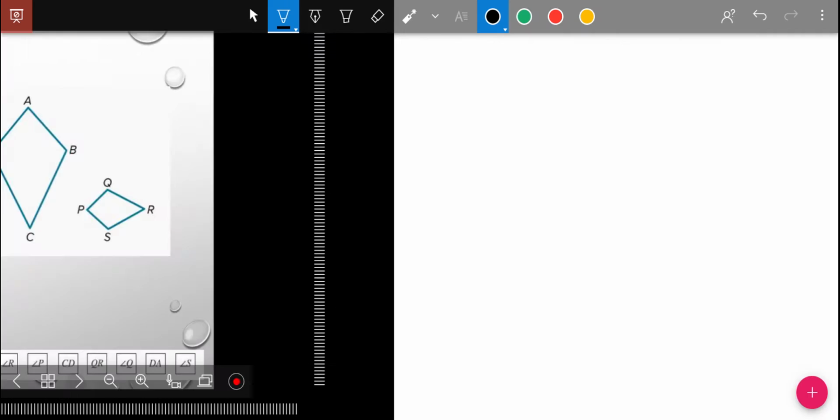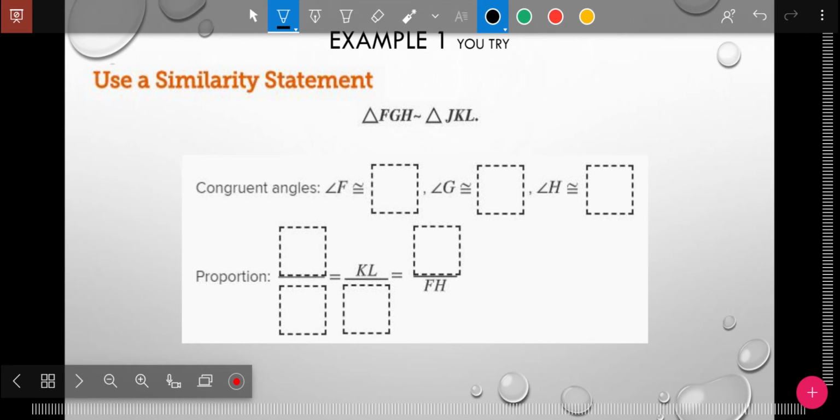four proportional sides. Okay. And so if you try it right now, what angle is congruent to angle F? Hopefully you said angle J. Angle G is congruent to angle K, okay? Angle H is congruent to angle L. Now, it wouldn't matter whether you put FGH on top or JKL on top, except for they've already put KL on top and FH on bottom. And so we're going to put all the FGH letters on bottom, all the JKL letters on top.